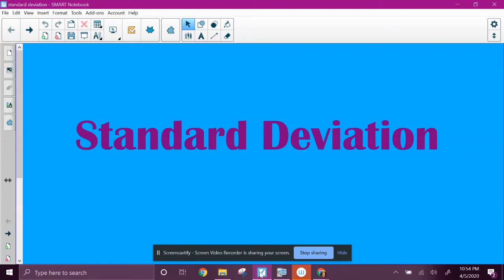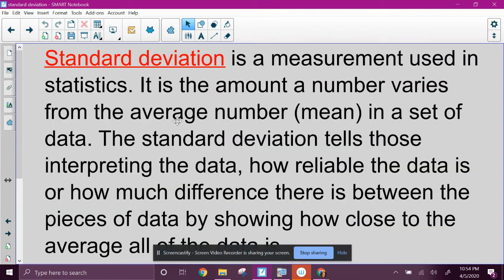Okay, so today we're going to learn how to find the standard deviation of a set of data. Standard deviation is a measurement in statistics. It's the amount a number varies from the average number, which is the mean, in the set of data.